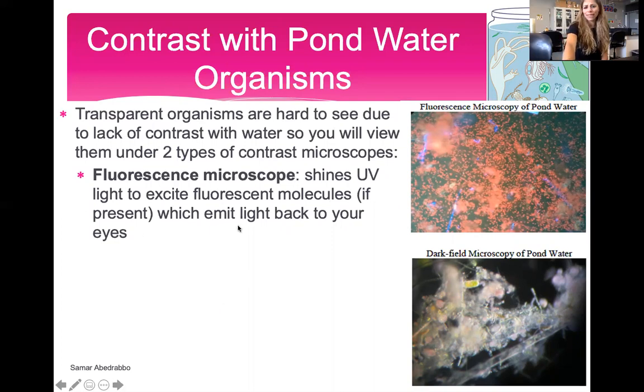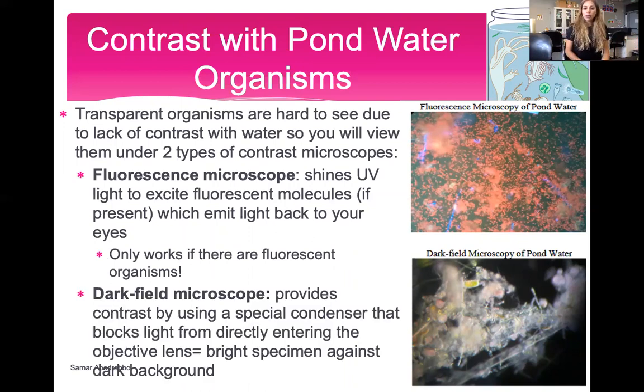One is the fluorescence microscope. Within my pond water here, I have naturally fluorescent organisms, and if I use fluorescence microscopy, you'll see fluorescence. So that's one way to see fluorescent organisms. I cannot see fluorescent organisms with my naked eye. I need UV light to shine on them using a fluorescence microscope.